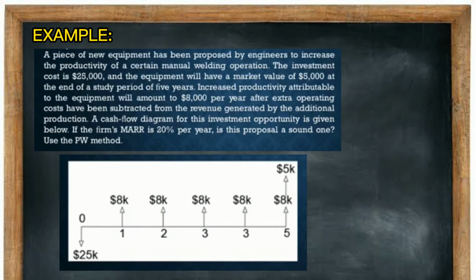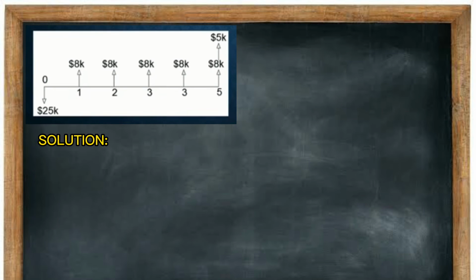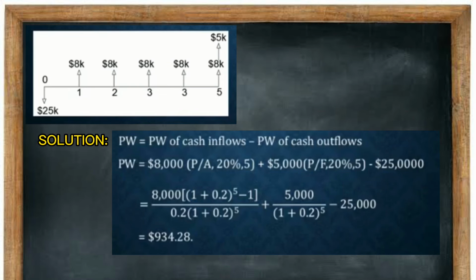So the question is, given the cash flow diagram for this investment opportunity as shown in the picture, if the firm's MARR is 20% per year, is this proposal a sound one? Use the present worth method. So yun nga, ang MARR natin, which is ang i, is 20% or 0.20. So using the present worth method, we will express all the cash inflows to their present worth.